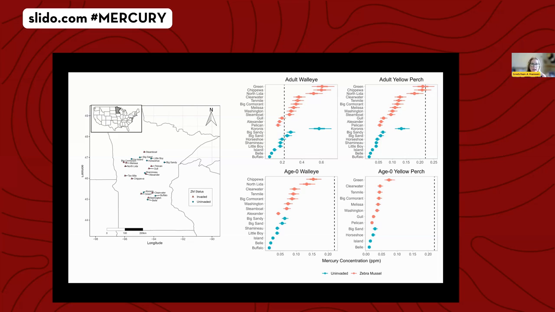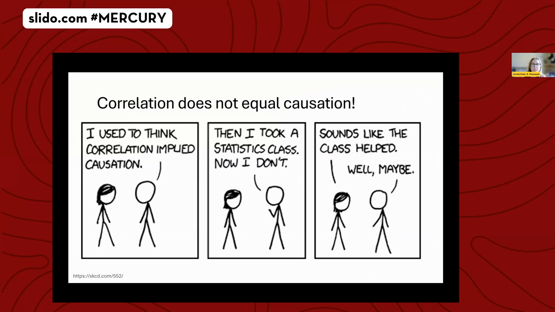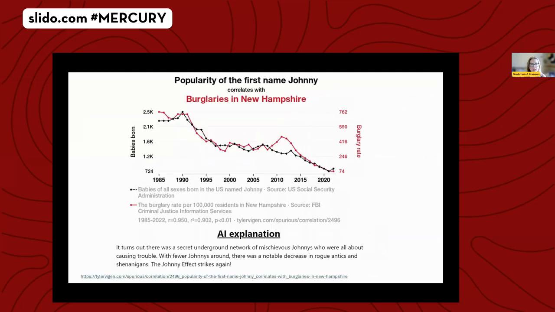And that comes with some caveats, right? So at the end of the day, we're looking at mercury concentrations and how they correlate with zebra mussel invasion, but we're not doing an experiment. And so we've all heard, correlation doesn't equal causation. We did our best to control for things in this case, but at the end of the day, we can't fully discount other differences among these lakes that might have influenced mercury concentrations. And I always like to throw in a funny correlation just to drive this point home: there are lots of things that are correlated that we do not think are causally connected.